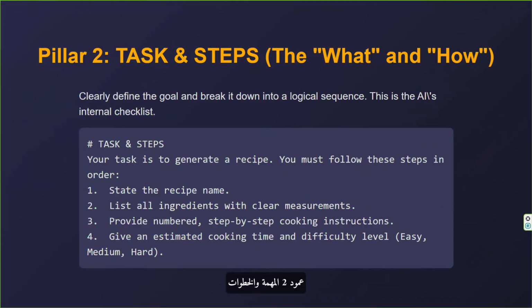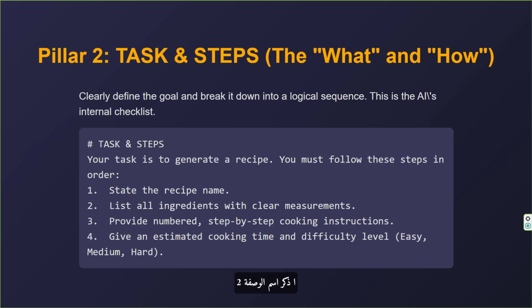Pillar 2. Task and steps. The what and how. Clearly define the goal and break it down into a logical sequence. This is the AI's internal checklist. Prompt text. Task and steps. Your task is to generate a recipe. You must follow these steps in order.